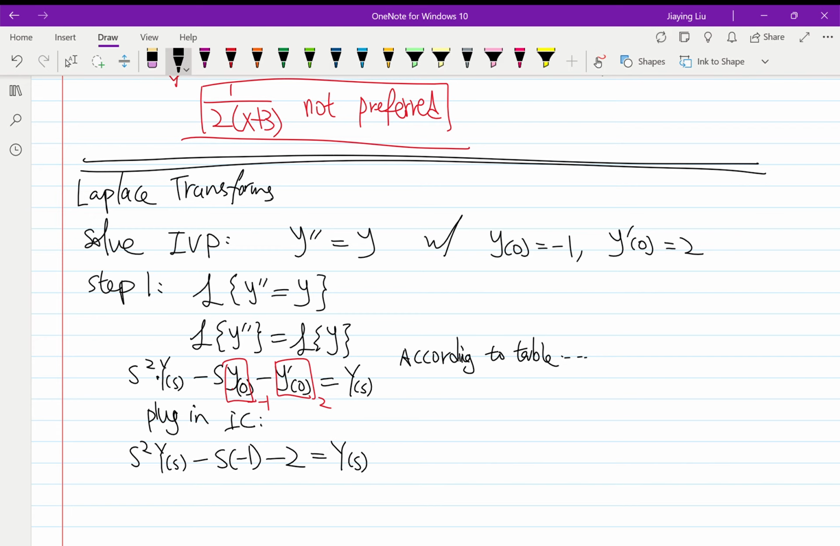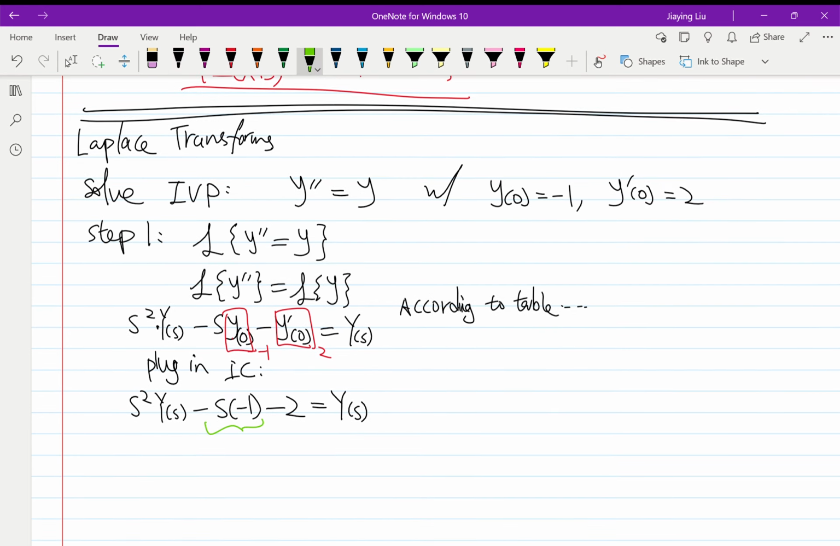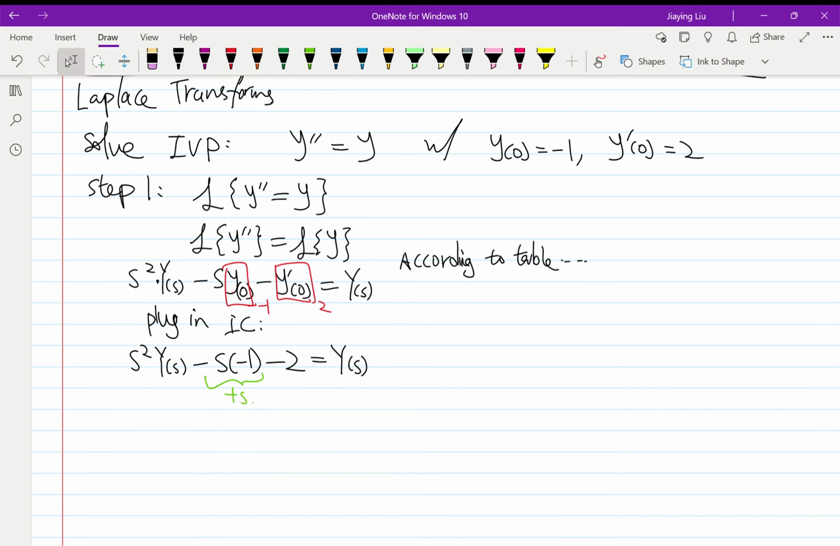I'm just going to rewrite this as positive s. You can write a new line, I'm being a little bit lazy here. So that's the first step. The second step is usually the easiest one. So we're going to solve for capital Y of s.